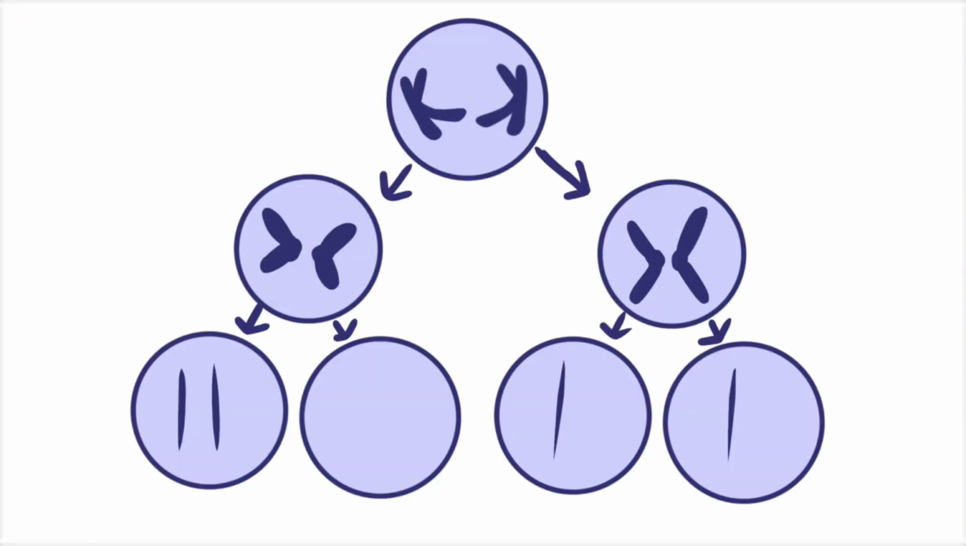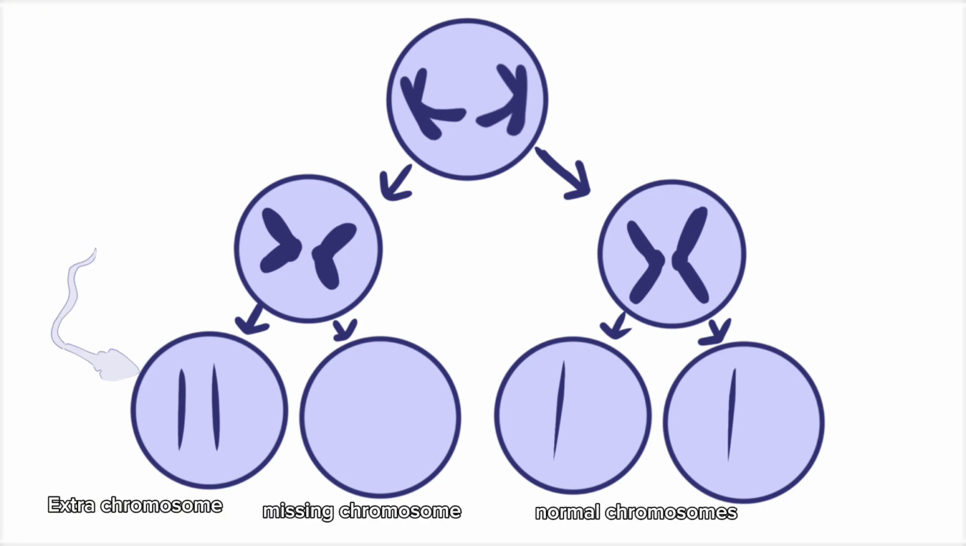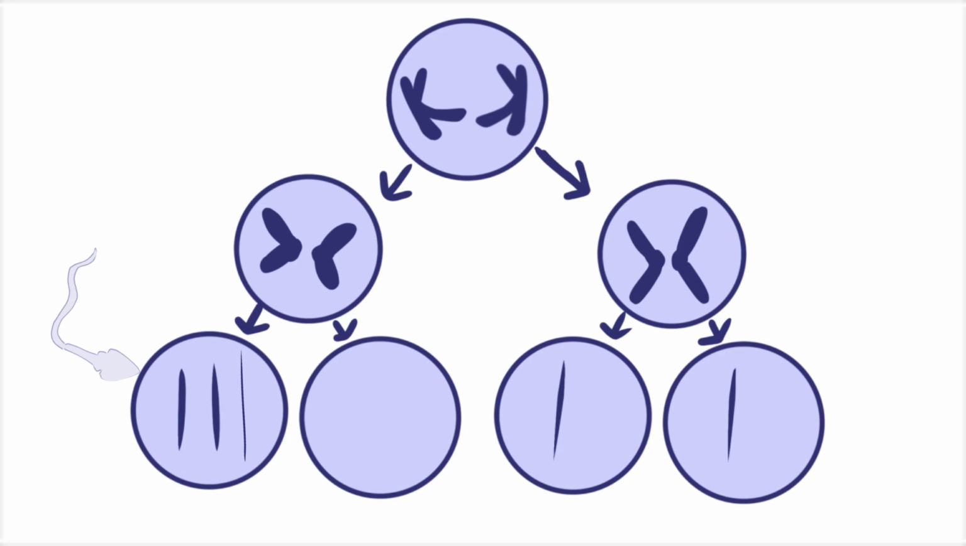Non-disjunction can also happen during the second stage of splitting. This can result in 1 cell with an extra chromosome, 1 cell missing a chromosome, and 2 with the normal amount of chromosomes. If the sperm cell combines with one of the cells that have an extra chromosome, then the combined cell will have another extra chromosome. This will lead the cell to have 3 of the same chromosome, which is why it's called trisomy 21, because it's 3.